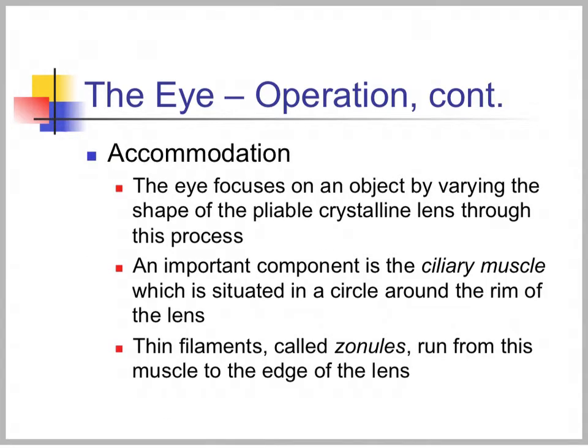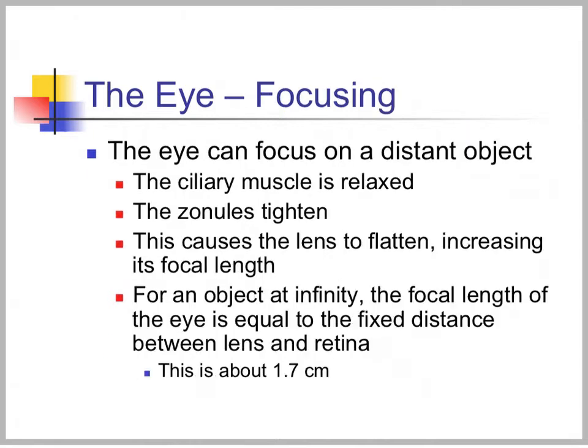So the eye has something called accommodation, which allows it to change in the different light conditions and looking at different distances. So the eye focuses on an object by varying the shape of the pliable crystalline lens. An important component is the ciliary muscle, which is situated in a circle around the rim of the lens. Thin filaments called zonules run from the muscle to the edge of the lens.